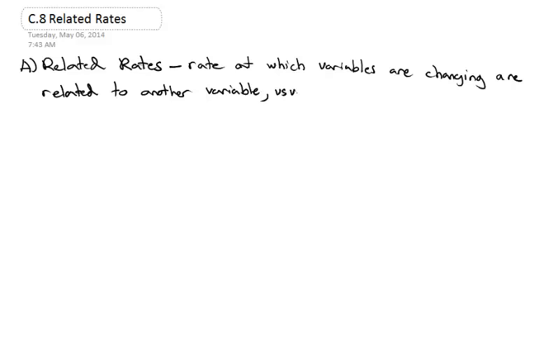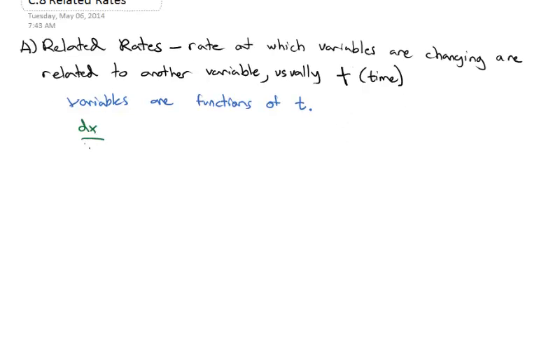And usually, not always, but usually that is t, time. And so what we're going to end up doing is taking the implicit differentiation where our variables are functions of t. We're finding our dx/dt and dy/dt along the way. Yesterday we just focused on dy/dt and solved for that one. Today we're going to see dx/dt, dy/dt, or whatever variable d/dt we're working with.